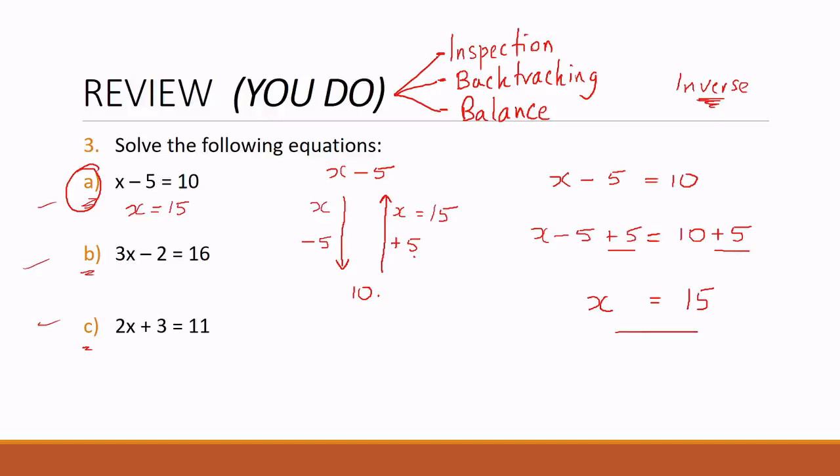If you're not sure about those 3 methods, there they are on the screen. Pause the video and you might like to write down for one more time those methods that you see on the screen, the inspection, the backtracking, and the balance method. Okay, you might also like to now try those methods to try and solve parts B and C if you haven't already done so. I assume you already have, and so I'm going to click on to the next slide where we see the answers.